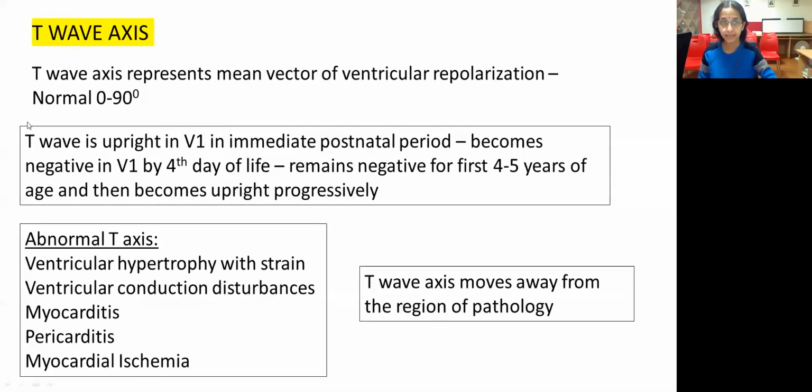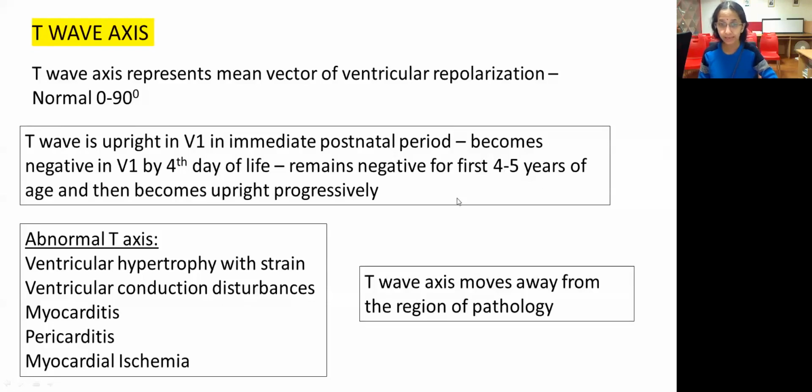Now coming to the T wave, in a newborn we know that the RV is dominant and hence the T wave morphology and the axis is different compared to an adult. The T wave is usually upright in the first 3 days of life and then it becomes negative starting from the 4th day for a few years. Those few years can range between 3 to 8 years of life, and after that it becomes upright. So in the first 3 days the T wave is positive in V1, and then it becomes negative from day 4 to 3 to 8 years of life, and after that it becomes upright again.